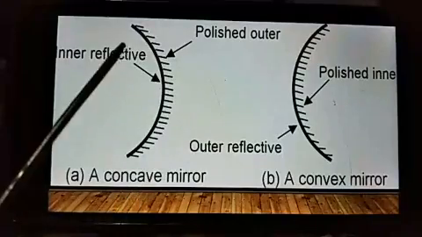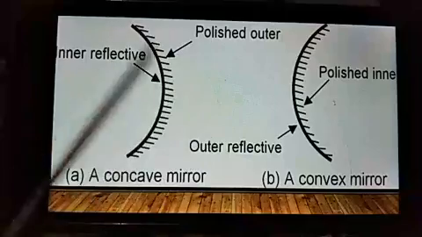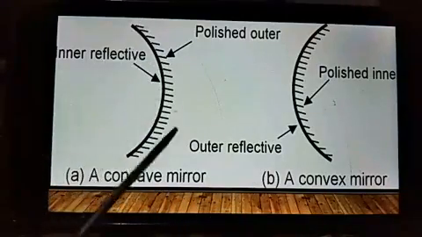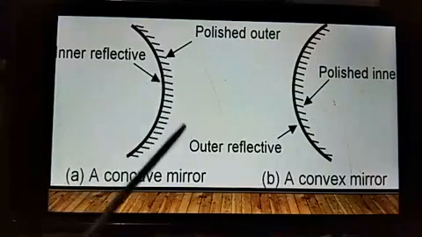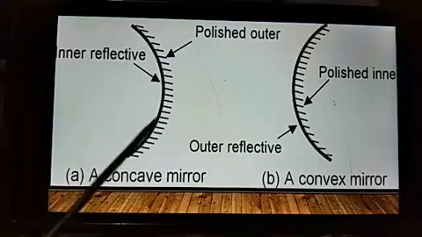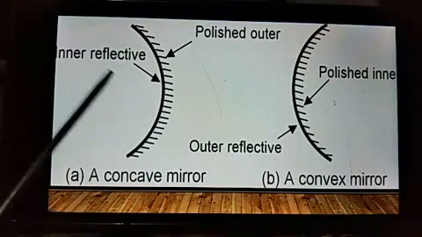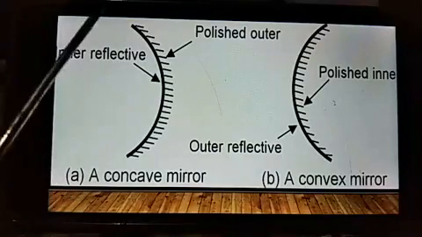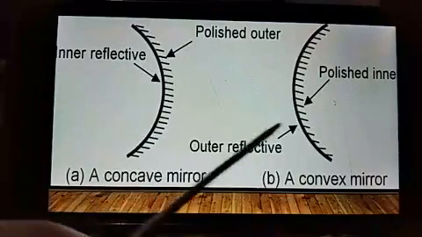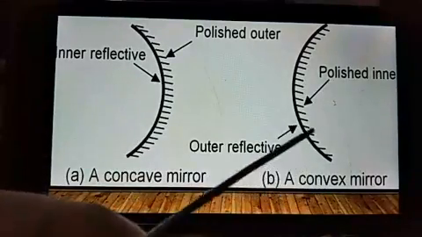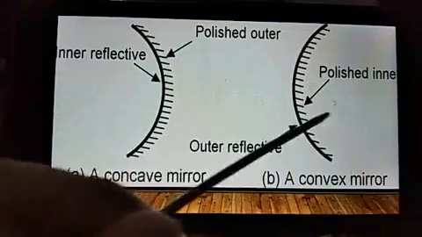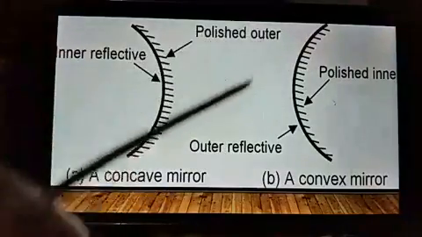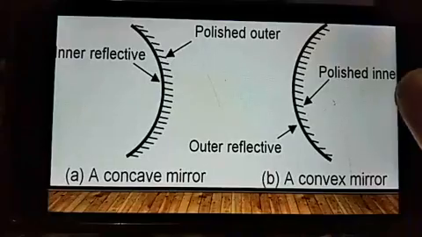Now, we can see the diagram. Through the diagram, we can distinguish between the convex and concave mirror. This is a concave mirror. The outside surface is polished and the reflection takes place from here. That is, this is the inner reflecting surface. The reflection takes place from here. It is curved inside. Now in this diagram, the inside surface is polished while the reflection takes place from the outside. This bulging part is known as the convex mirror.